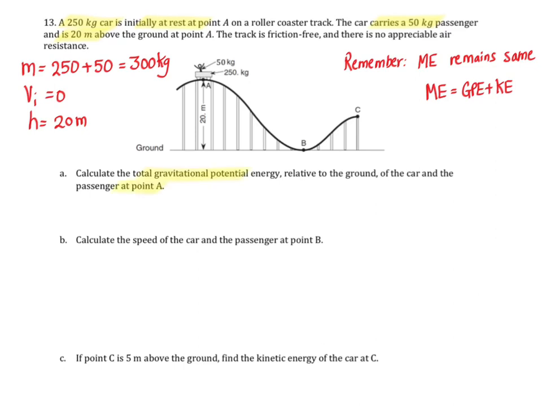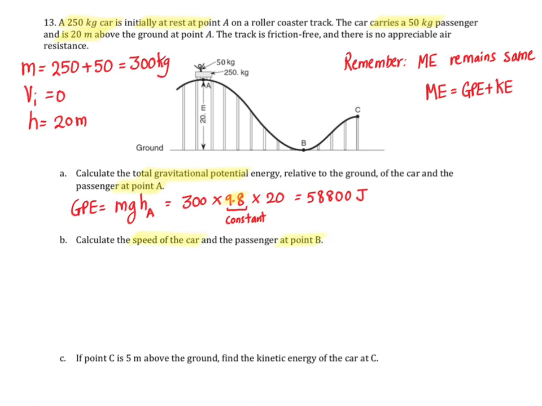It's asking us to calculate the total gravitational potential energy relative to the ground of the car and the passenger at point A. So for both car and passenger, we'll apply the formula for GPE, which is mgHA. Why HA? Because we want to find the gravitational potential energy at point A, so we have to take the height at A. Now we have all the numbers. 300 is the mass, g is constant, which is 9.8, and 20 is the height. So we can multiply it and we get the answer as 58,800, and the unit is joules.